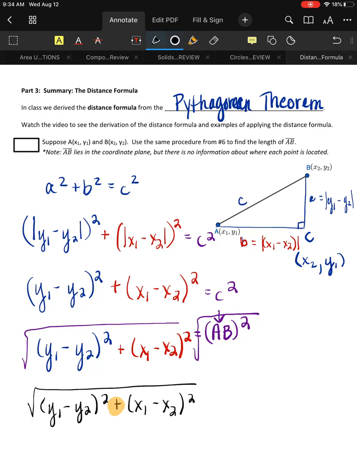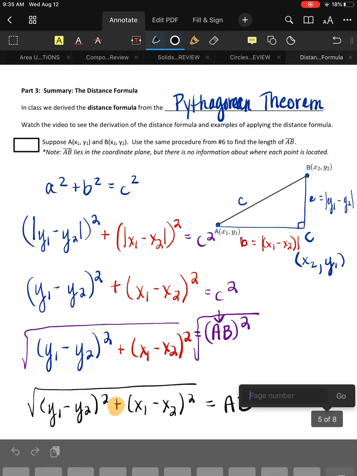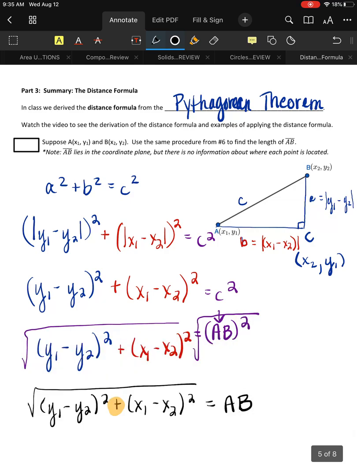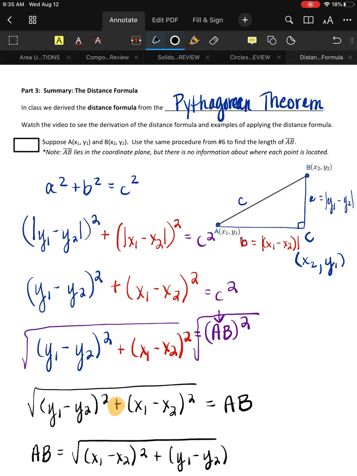Okay, so that is really, really important that we cannot take the square root of those because they have to be added together first. But this is all equal to, we can take the square root of AB quantity squared. So this is all equal to AB. So now, if we just reorganize this, we can say that the segment length of AB is equal to, and we'll put our x coordinates first, the square root of x sub 1 minus x sub 2 quantity squared plus y sub 1 minus y sub 2 quantity squared. And there it is. That is the distance formula.